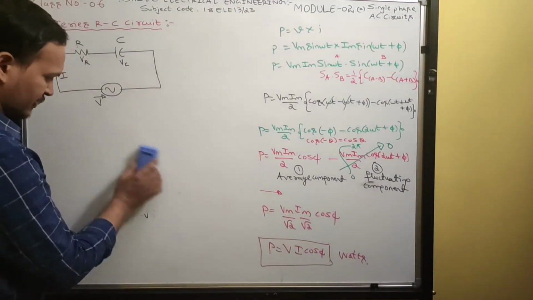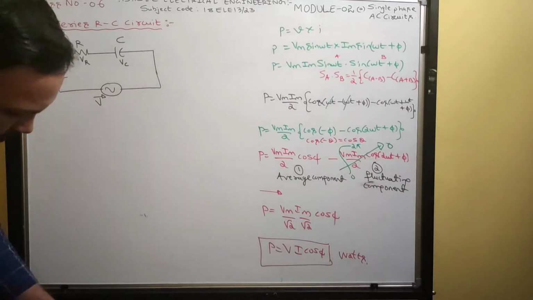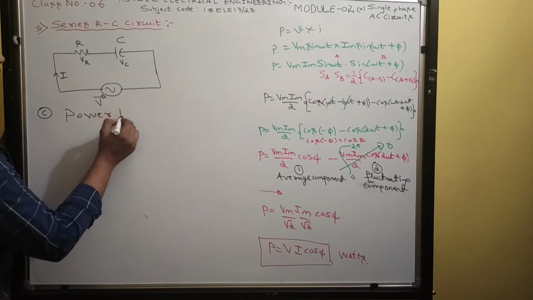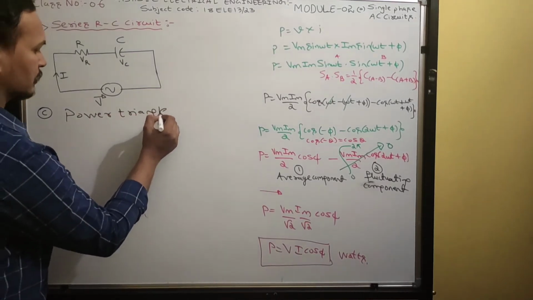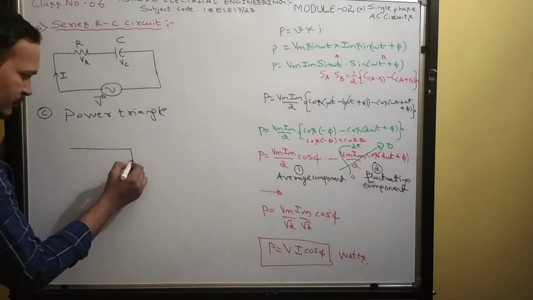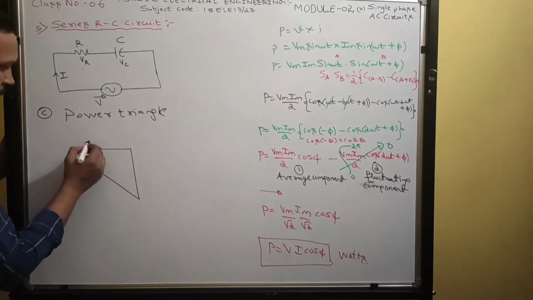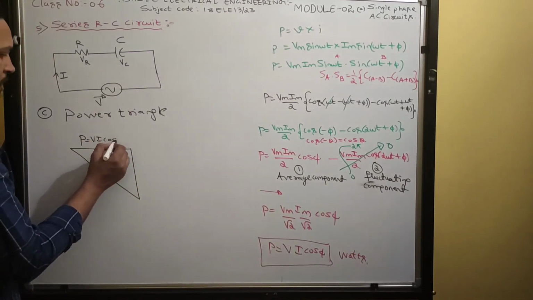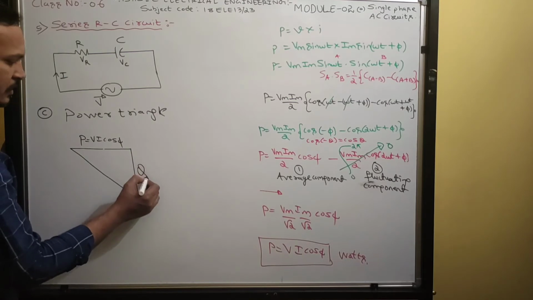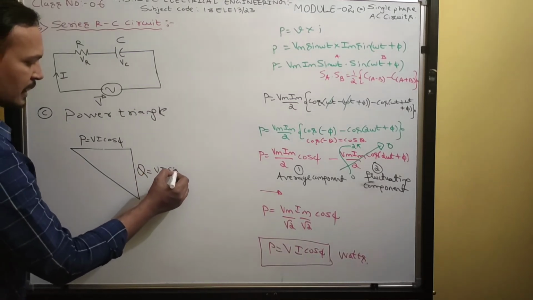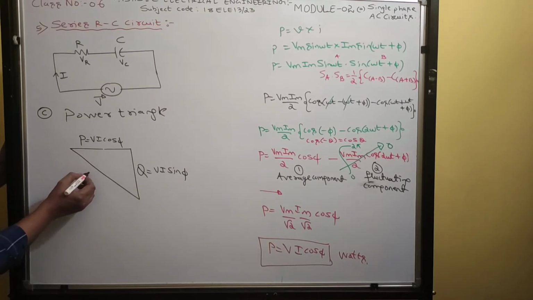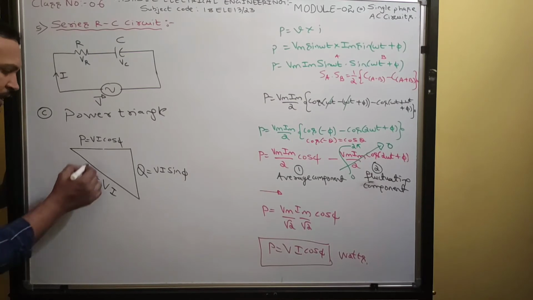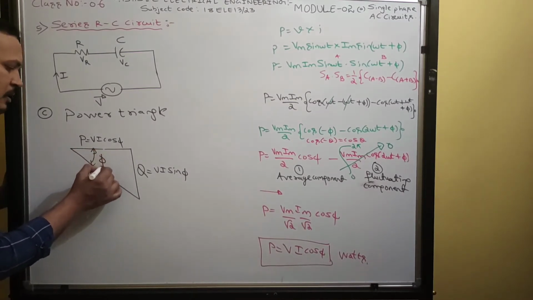So next, last one is power triangle. Very important, power triangle. You should write the same triangle. So we have real power. What is this real power? VI cos phi. The imaginary power is Q, and that equation is VI sin phi. The overall power is called total power or apparent power, given as VI. The angle between them is phi.